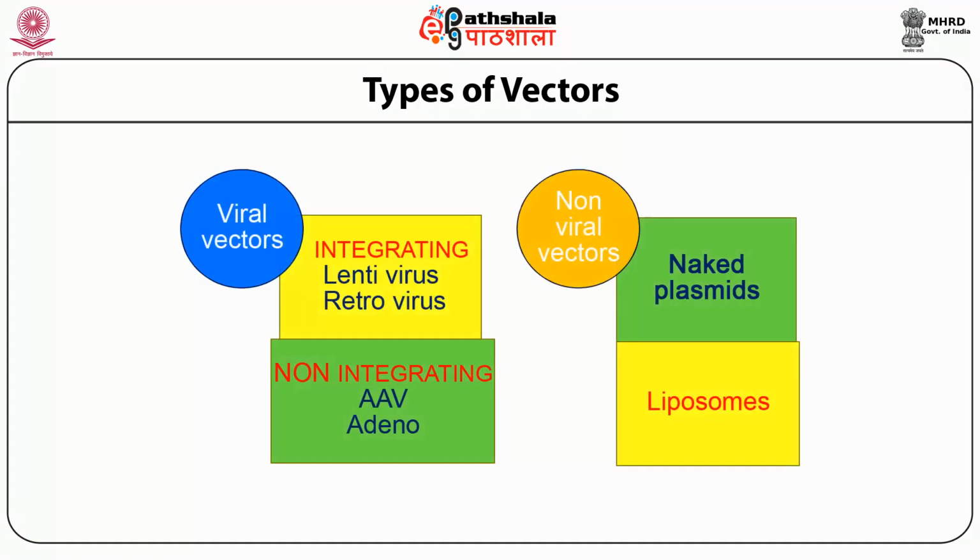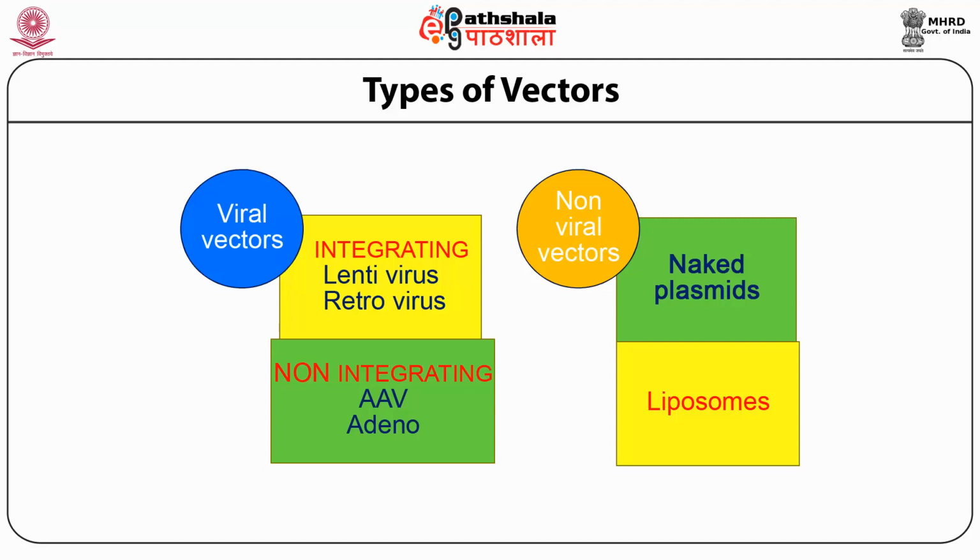The figure shows the types of vectors which are commonly used in gene therapy. So there are viral and non-viral vectors. Gene transfer via viral vectors is known as transduction, and via naked plasmids or non-viral vectors is known as transfection.